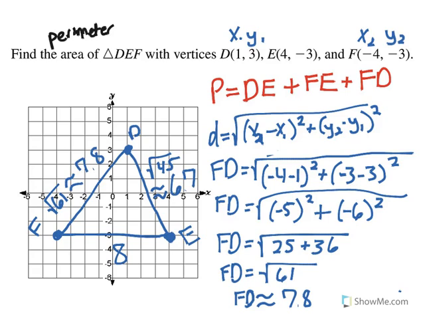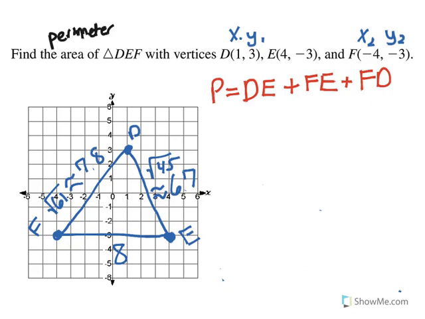Now I'm going to go ahead and erase this, and now I can actually look at finding the perimeter again. So going back up to that step at the top. Now I actually know my side lengths, so I can just plug them back into this perimeter formula that we have up here. DE I found was the square root of 45, plus FE I found was 8 exactly, plus FD, which is the square root of 61.